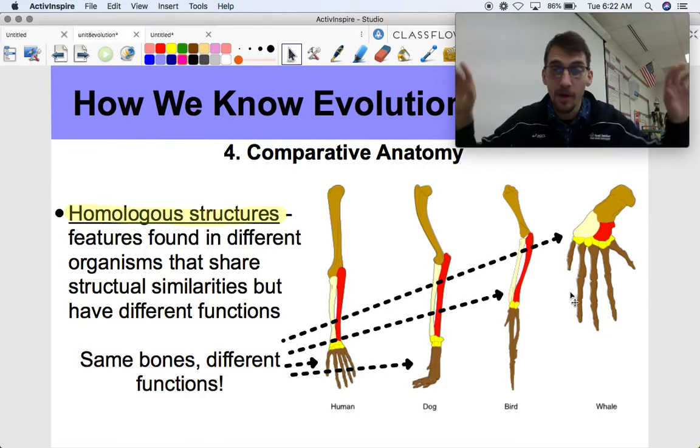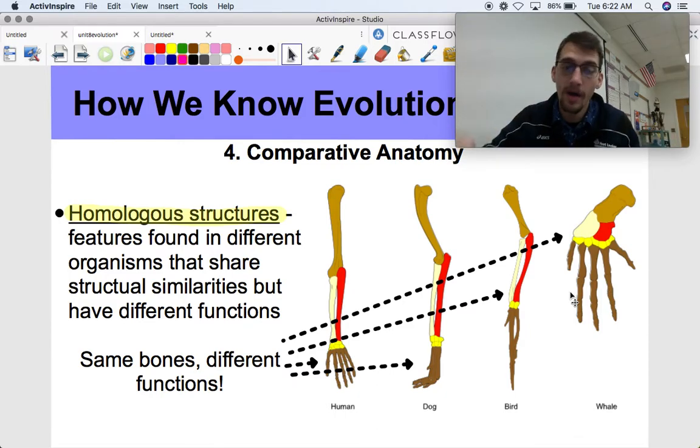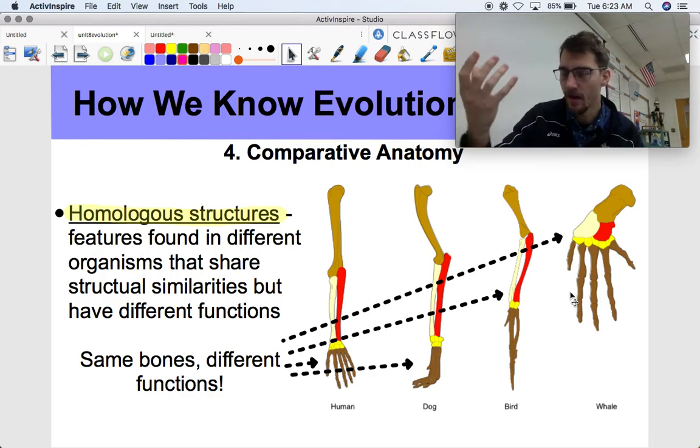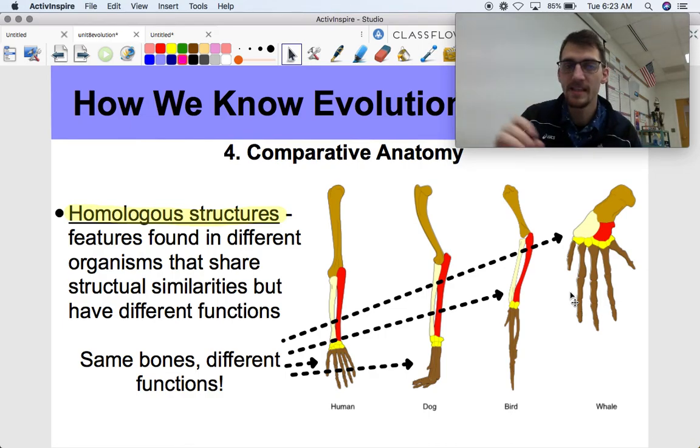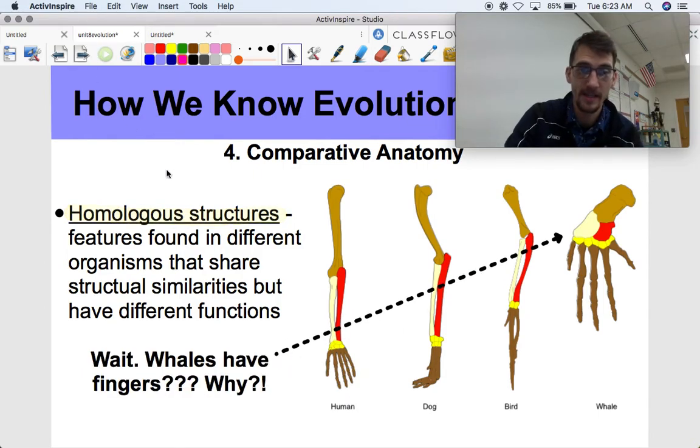Birds have to flap their wings. Whales have to push water. Dogs have to run. We have to grab things, right? So those are homologous structures. They're all very similar, okay, and they all have the same bones, just slightly different functions, suggesting common ancestry.